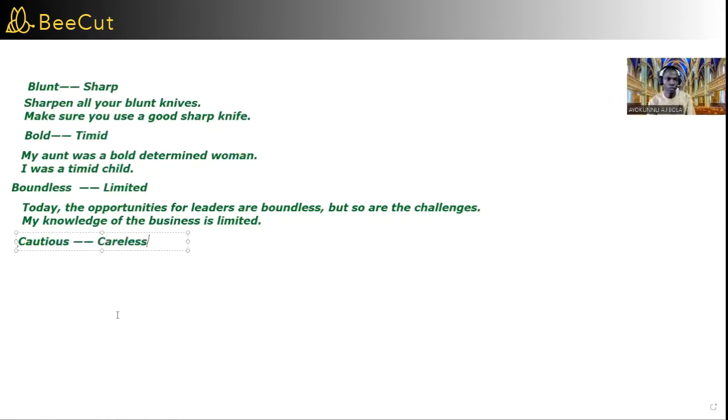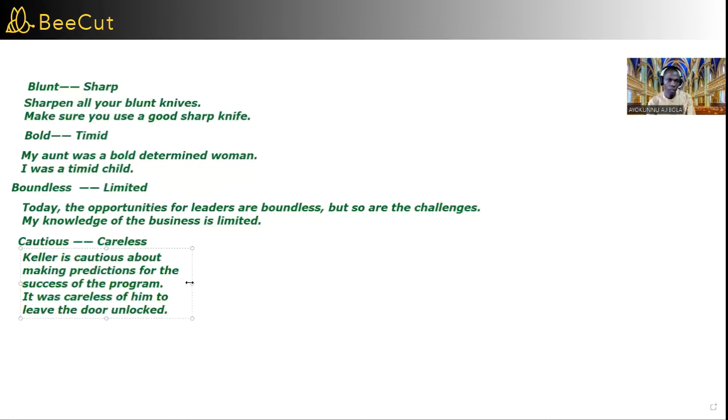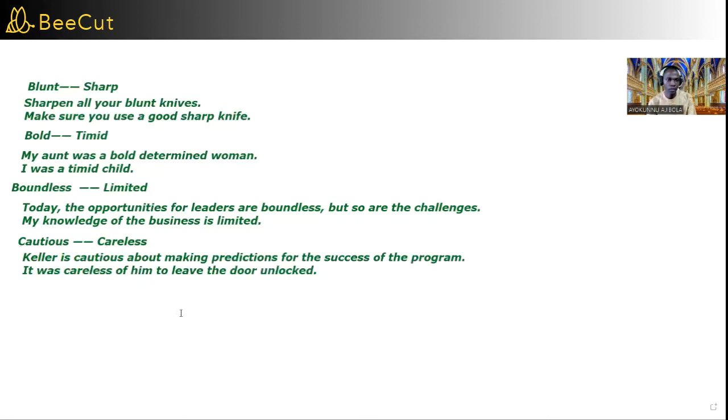Okay, no, waste our time. The opposite of the word cautious is careless, okay? And we can use careful and careless too. So the opposite of the word cautious is careless. So let's use that in example sentences so that we know what we're talking about here. So we can say Keller is cautious for making predictions for the success of the program. Then using careless, it was careless of him to leave the door unlocked.